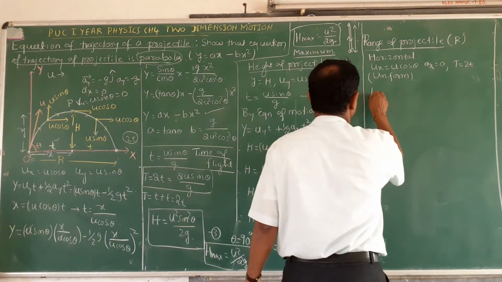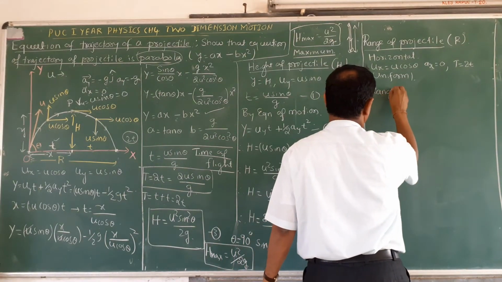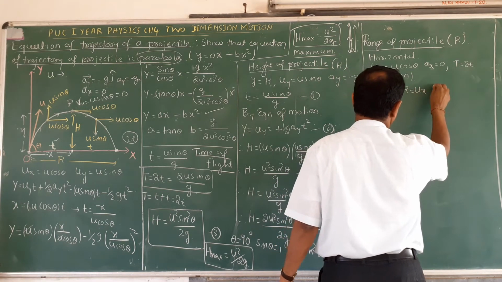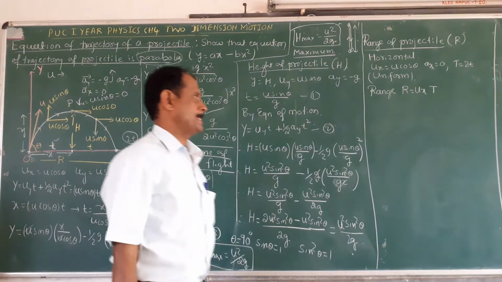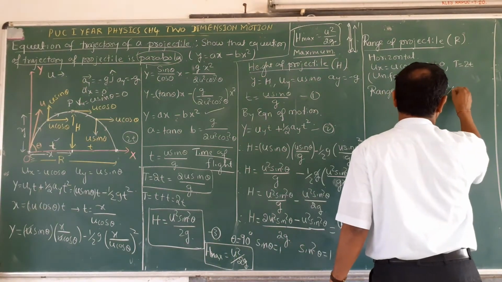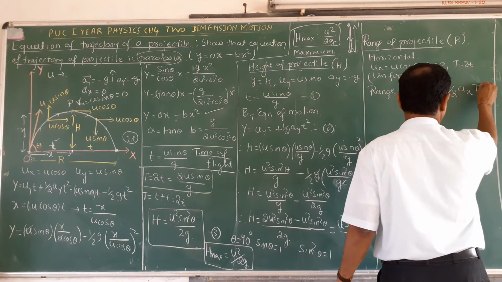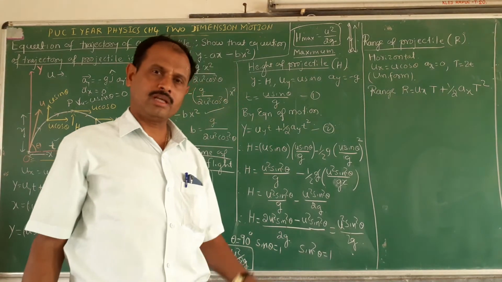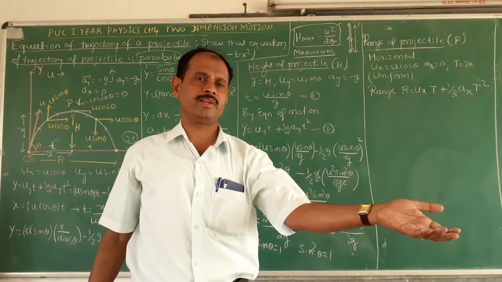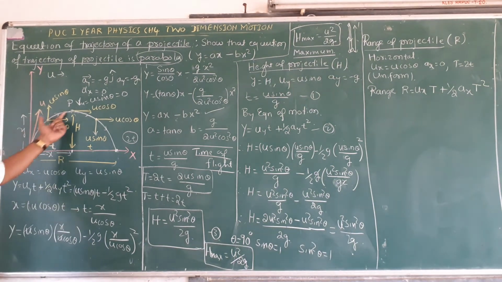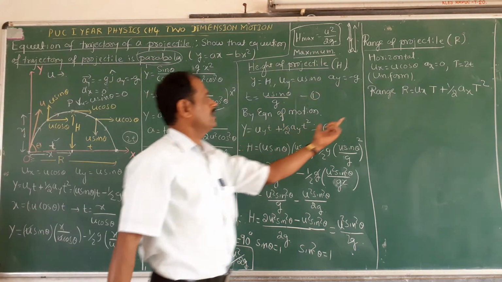Therefore, range of the projectile, that is R is equal to ux into t plus 1 by 2 ax t square. Here t means time of flight. In time equal to time of flight you have to take. Now what is the time here? t plus t, 2t, means capital T, time of flight.